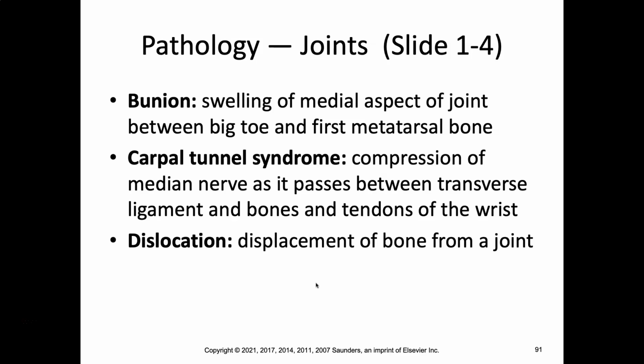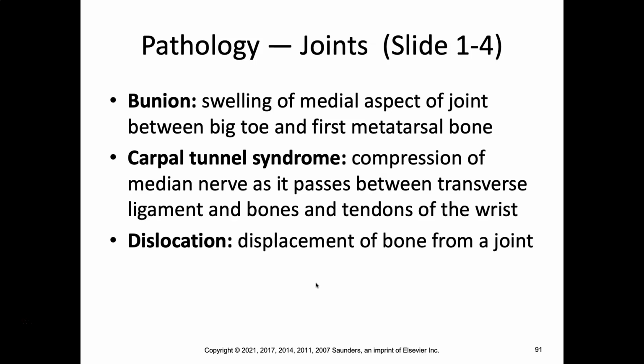All right, what else can go wrong with joints? Well, there's something called a bunion, where you can have a swelling in the joint between the big toe and first metatarsal bone. And that can sometimes be dealt with surgery.